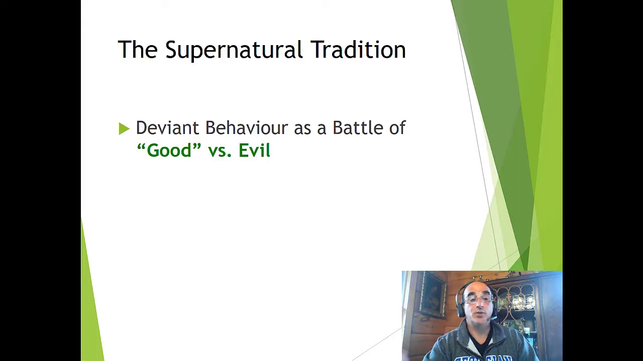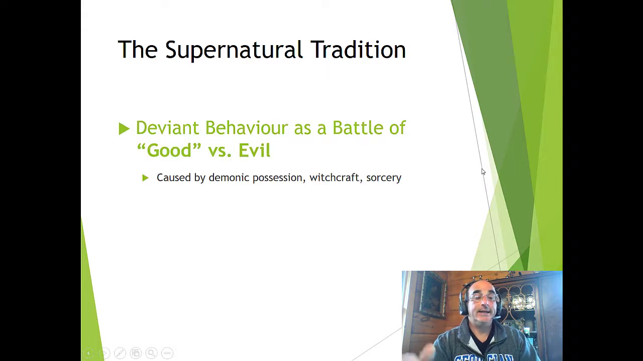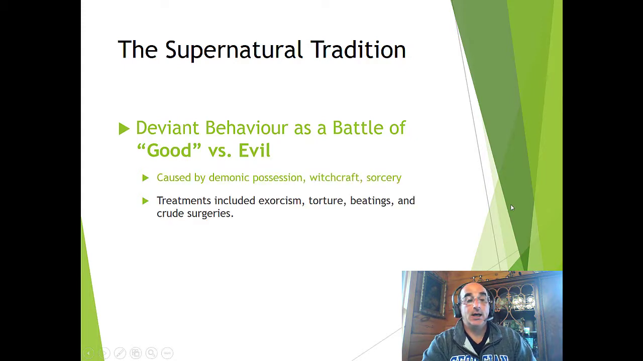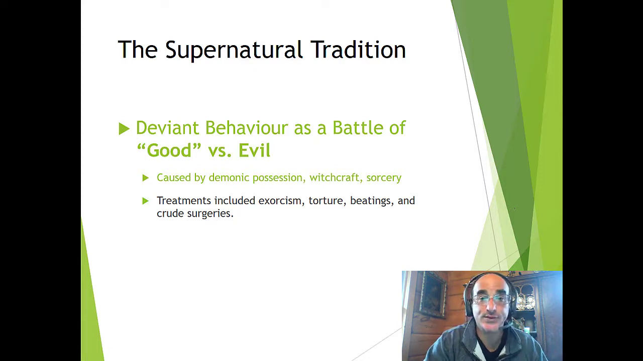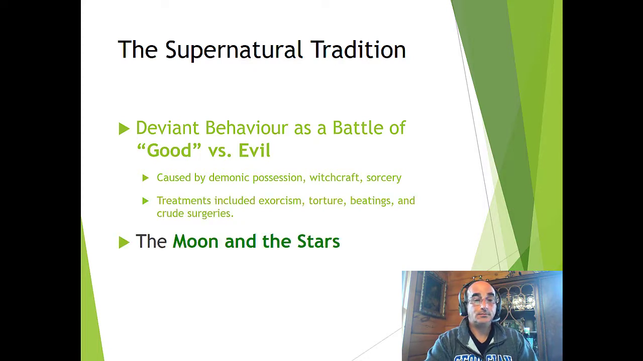The supernatural tradition really looked at deviant behavior as a battle of good versus evil, where the church, the state, where religious fundamental beliefs really explored deviant behavior as caused by demonic possession, witchcraft, or sorcery. In terms of how these traditions treated this kind of deviant behavior, these treatments could include exorcisms, tortures, beatings, and crude surgeries. These traditions looked at the stars and the moon as causes for deviant behavior as well.